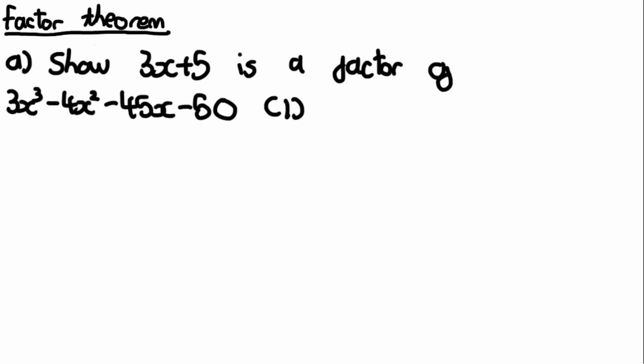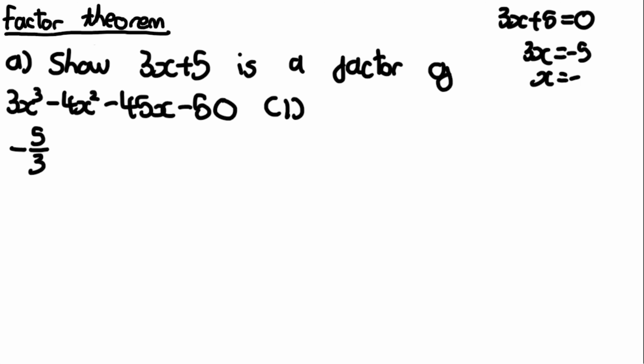So if we need to show that 3x plus 5 is a factor of this, therefore we need to sub in the value minus 5 over 3. Again, you can figure this out easily just by using the formula if you want, or by doing the method as I said before, by doing 3x plus 5 is equal to 0, and then just making x the subject. So it's going to be 3x is equal to minus 5, then x is equal to minus 5 over 3.